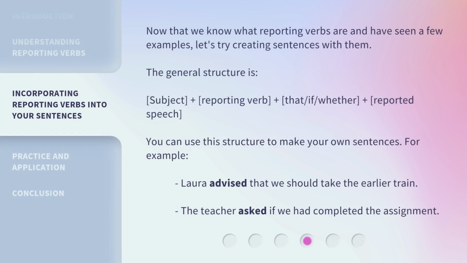Now that we know what reporting verbs are and have seen a few examples, let's try creating sentences with them. The general structure is subject plus reporting verb plus that, if, whether plus reported speech. You can use this structure to make your own sentences. For example, Laura advised that we should take the earlier train. The teacher asked if we had completed the assignment.